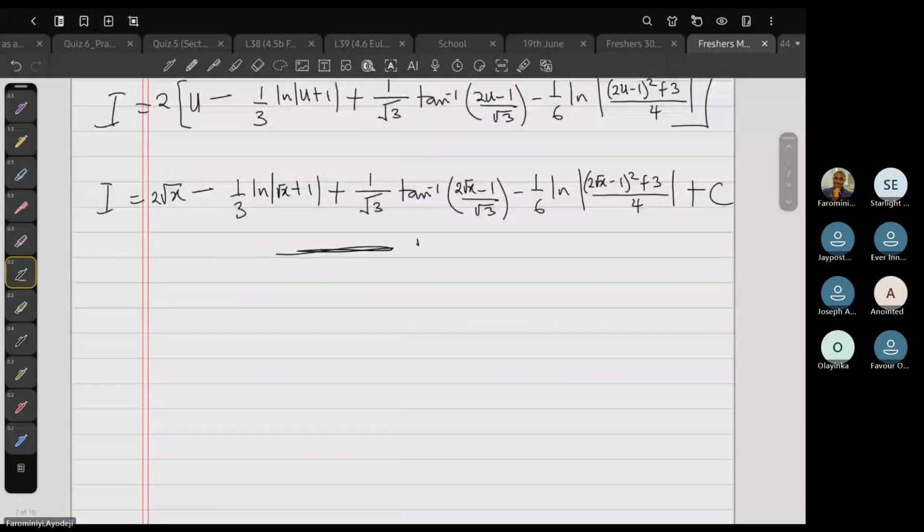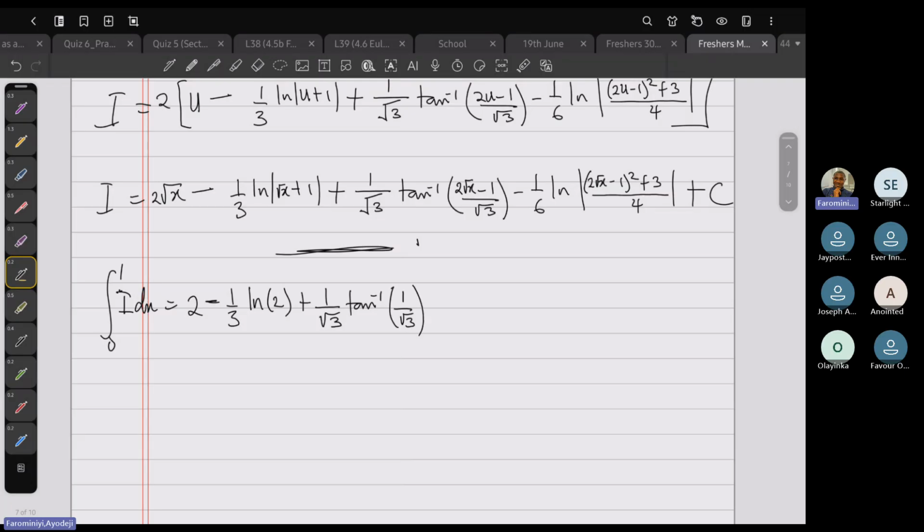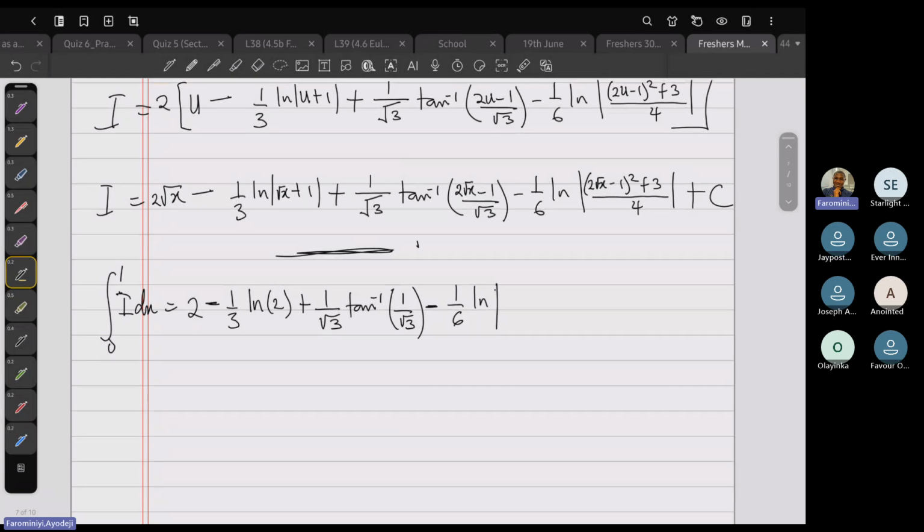So the integral of I from 0 to 1 dx will now be, so you plug in 1, that will be 2 minus 1 over 3 natural log of 2 plus 1 over root 3 tan inverse of 2 minus 1 over root 3 minus 1 over 6 natural log of, 2 minus 1 is 1, 1 plus 3 is 4, 4 over 4, that is natural log of 1. So this is for the 1.